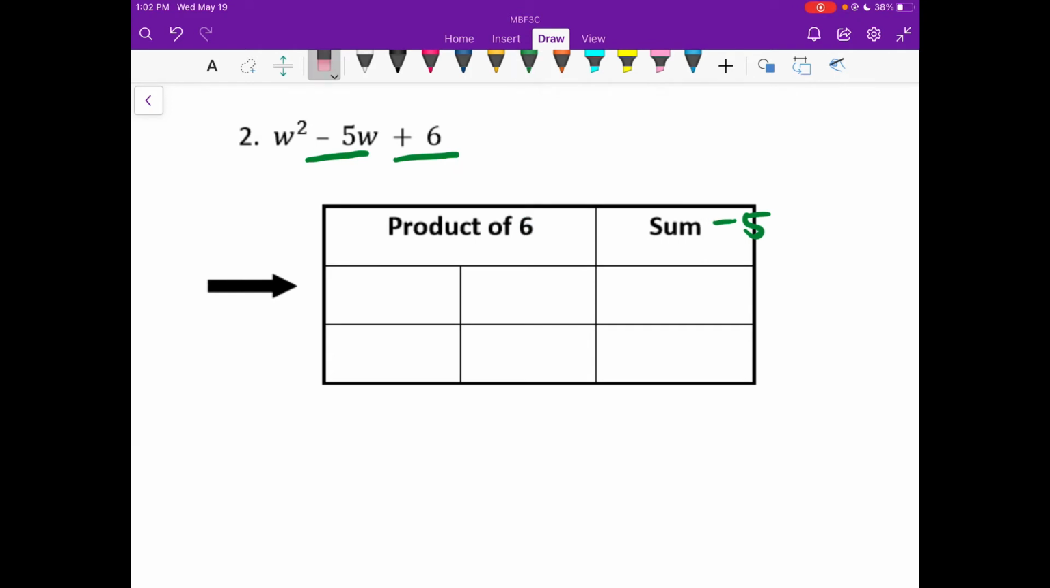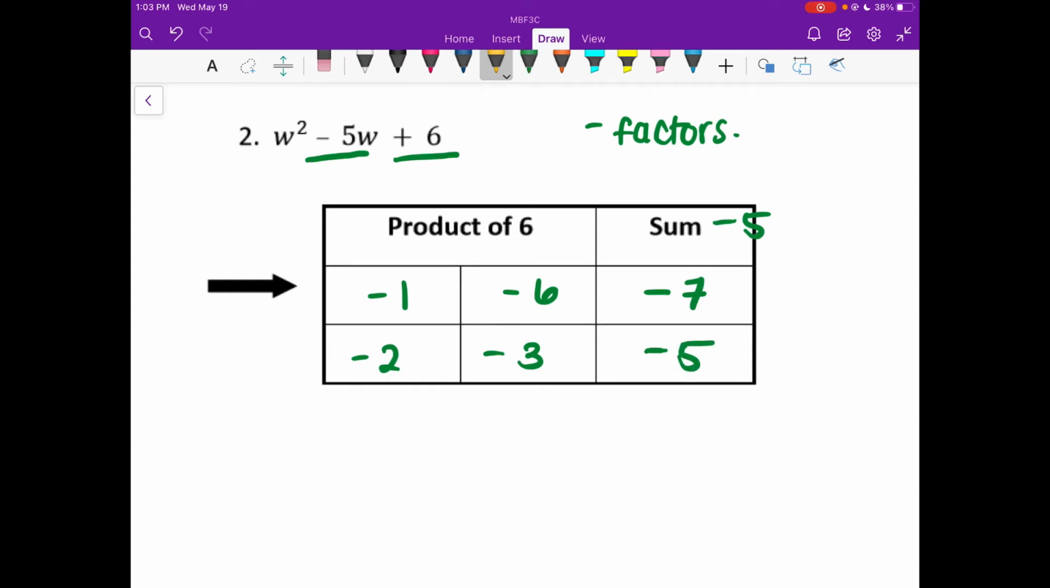Okay? So hopefully you paused that video and now you're just coming back. Right? So if your product is 6 and they're only going to be negative numbers, negative factors, right? Let's just start off with our negative factors. So we're going to do negative 1 times negative 6, right, is going to give us positive 6. And then negative 2 times negative 3 is also going to give us positive 6. So let's just do the math. Negative 1 plus negative 6 is going to be negative 7. Negative 2 plus negative 3 is going to be negative 5. So we're just going to ignore this right here.